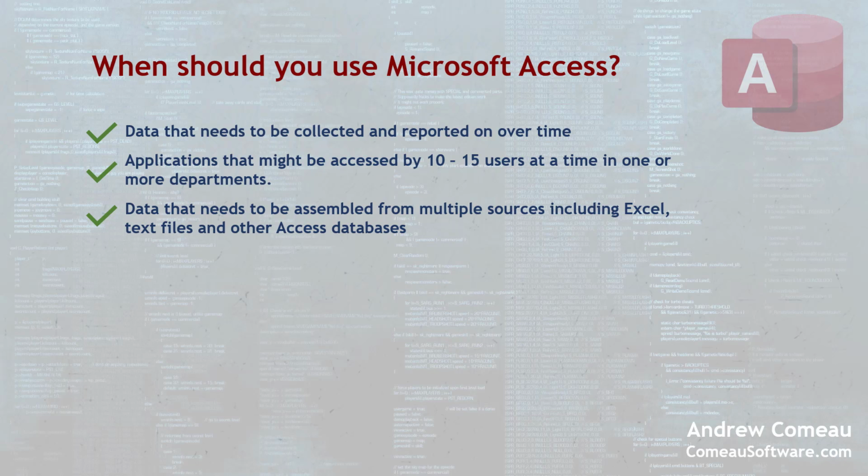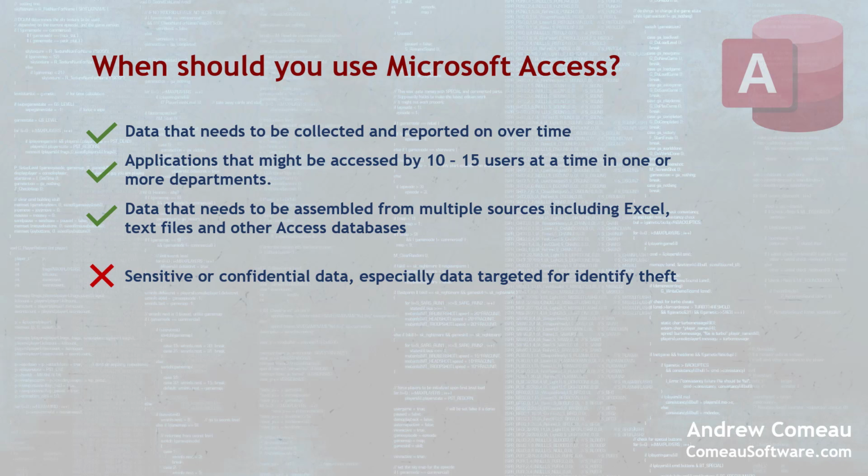Another thing Access is really good for is assembling data from various sources. Access can work with Excel data, it can work with text files, it can even work with HTML web pages, and it can work with other Access databases. You can string multiple Access databases together. So if you have data that's in a variety of formats, sometimes Access is really good for pulling all that data together into one application that you can design reports off of.